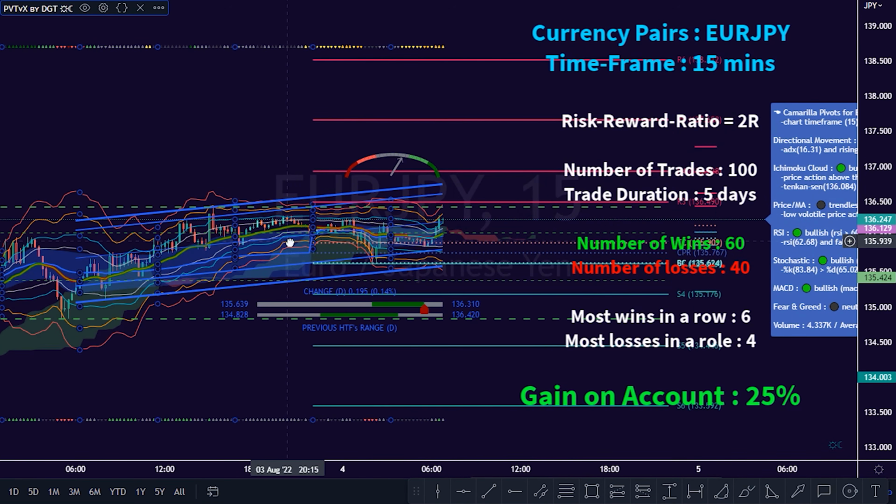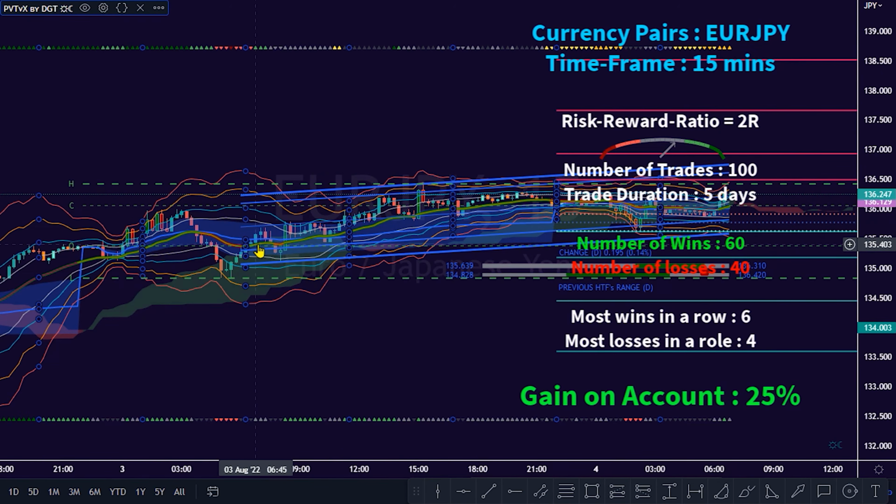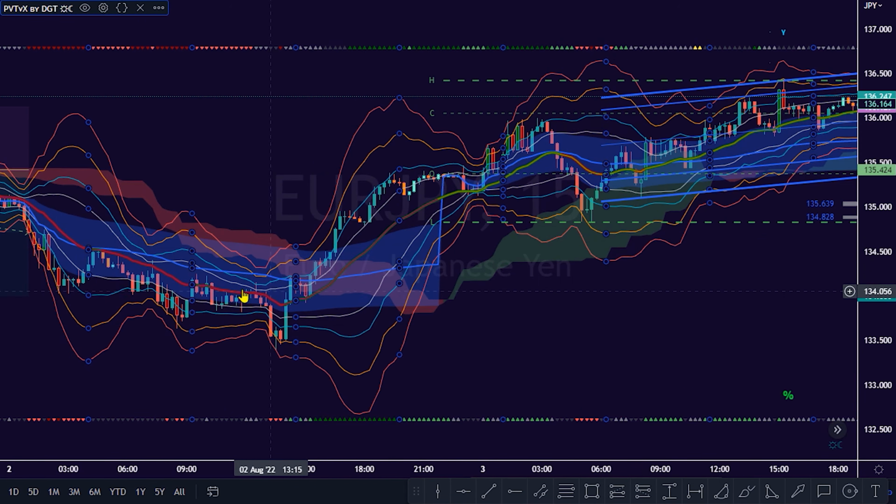As I said, this trading strategy works best when applied to trade on the lower time frame in the direction of the dominant trend.